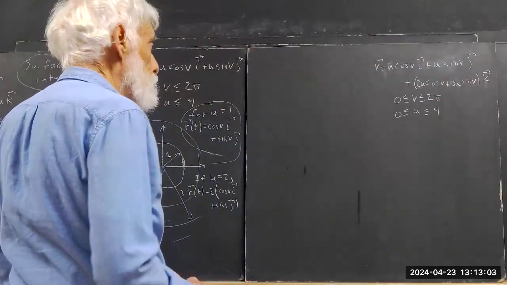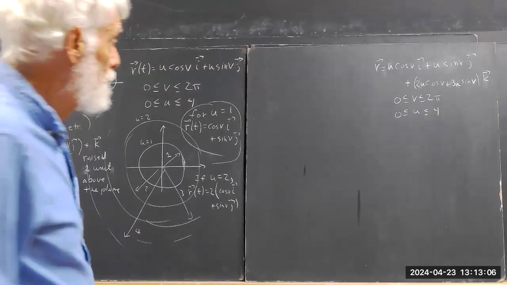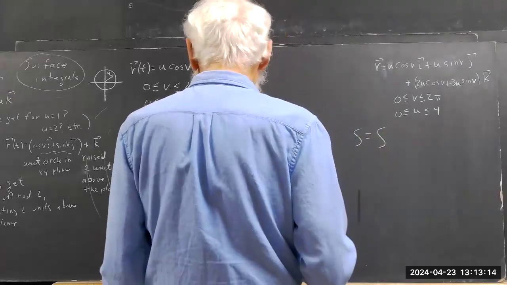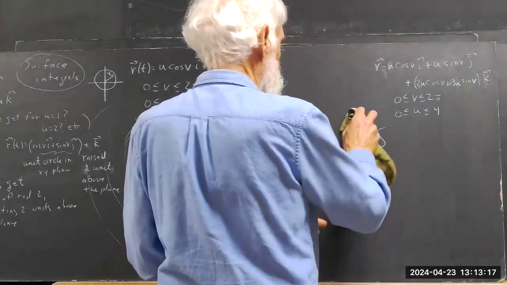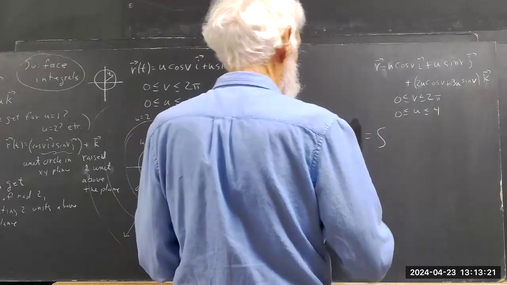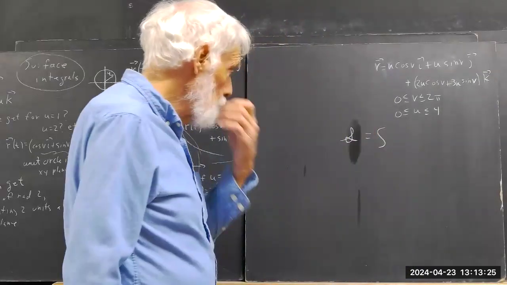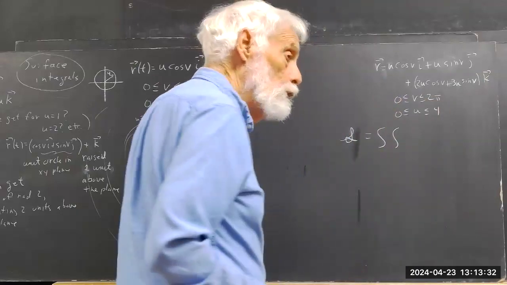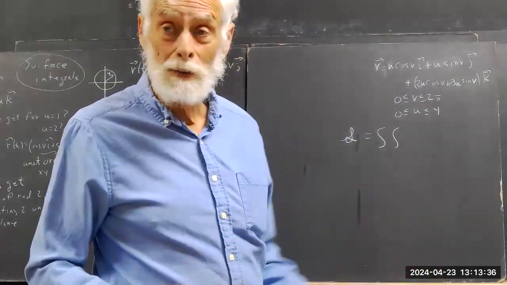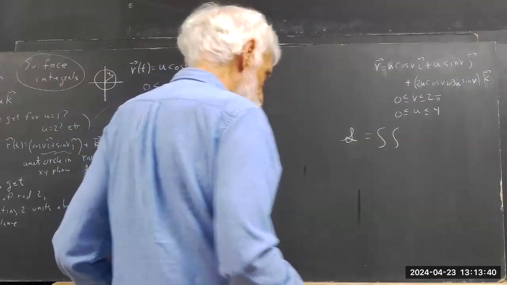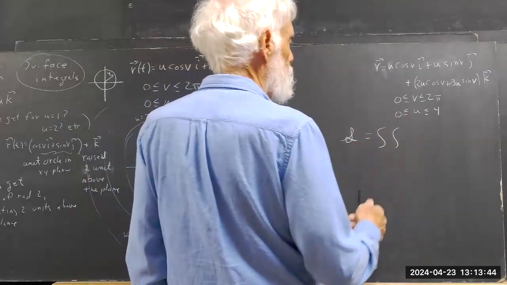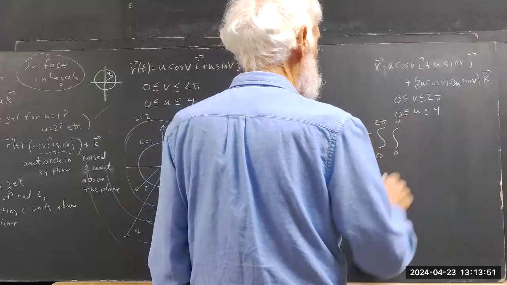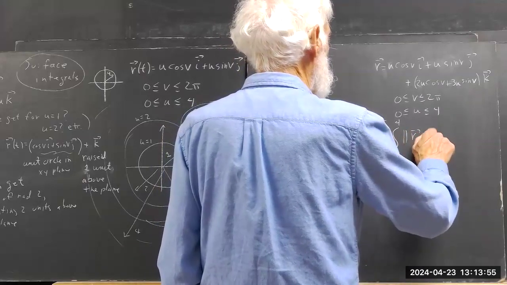Now, what does our method tell us? Without trying to visualize what everything means, the surface area S looks a lot like the integral over my UV rectangle, because in UV space this thing is a rectangle. So we go from 0 to 2 pi, and from 0 to 4, of the magnitude of RU cross RV.